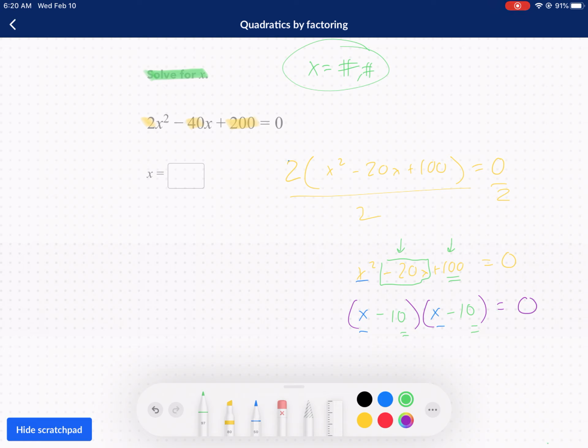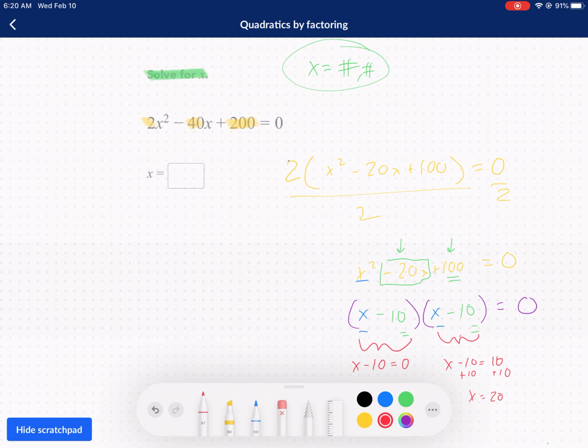What does x equal to make this true? We're going to look at both sets of parentheses, and we're going to say, okay, x minus 10 can be equal to 0, and x minus 10 can be equal to 0. And we're going to solve for both of these. Well, both of them are the same, so we just need to solve for one. We get x equals 20. So x equals 20, that will make a true statement for both of these parentheses.